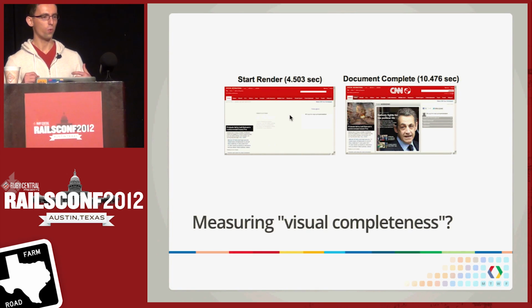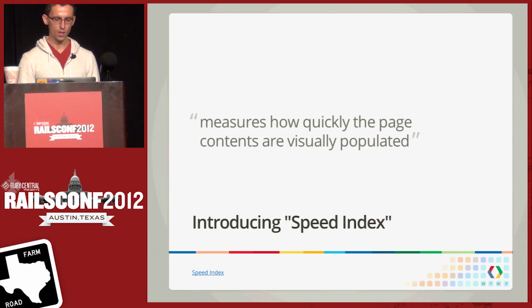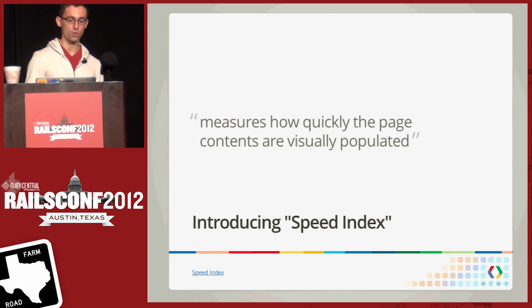So how do we measure this visual completeness? Because it could be the case that the page takes 20 seconds, but you can, in fact, do a lot of stuff even 1 second in. So we introduced this new metric, or we're playing with this new metric, called the speed index, which is a way to measure or quantify how quickly the page visually gets populated.